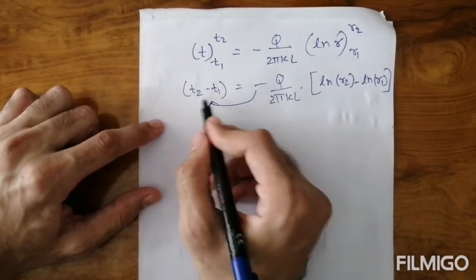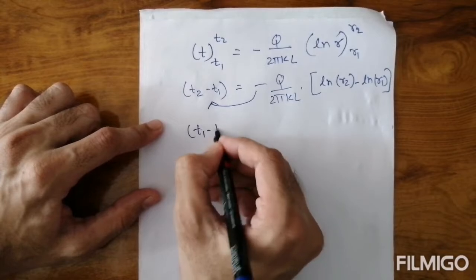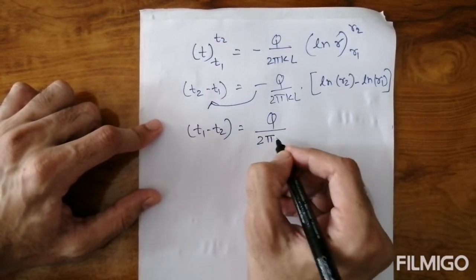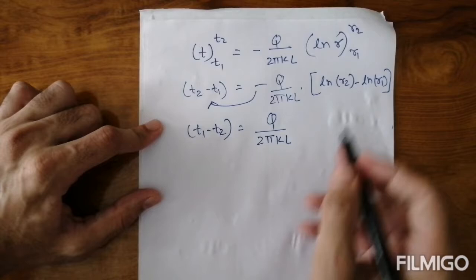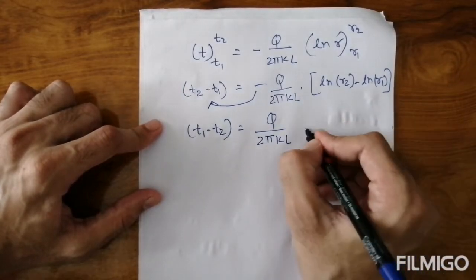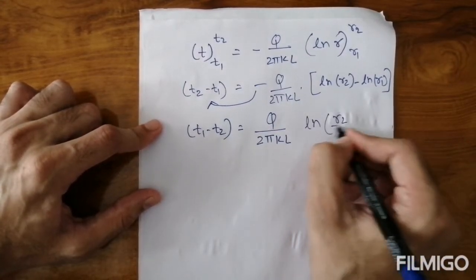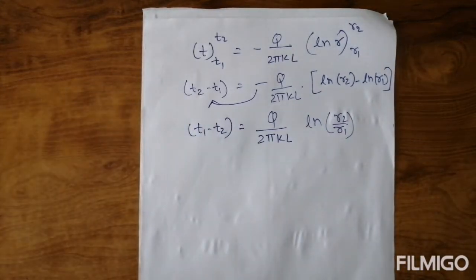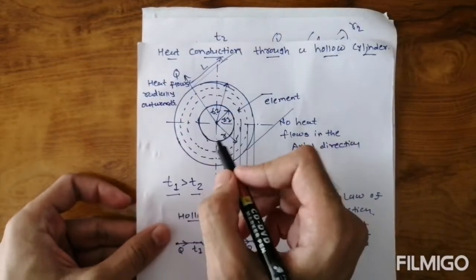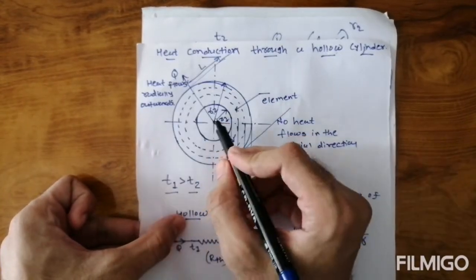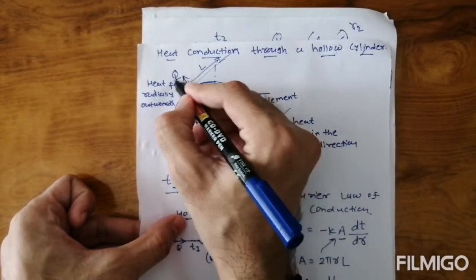We take that negative side, so it becomes T1 minus T2 is equal to Q by 2 pi K into L. Now we can also write K ln R2 minus ln R1, so we can write ln R2 by R1. Now what will be our target? Our target is how much heat will flow from inside to outside, heat flow radially outward. It will be Q. So how can we determine Q?